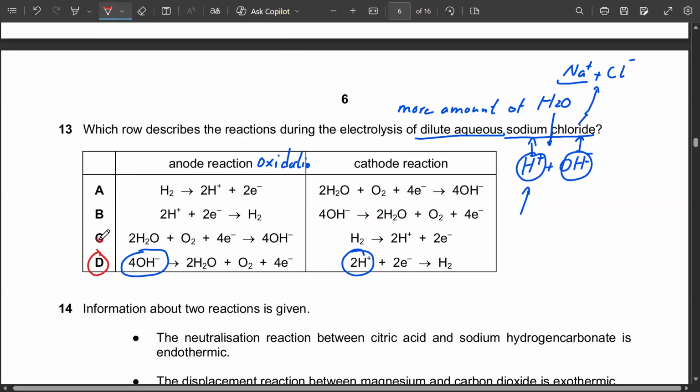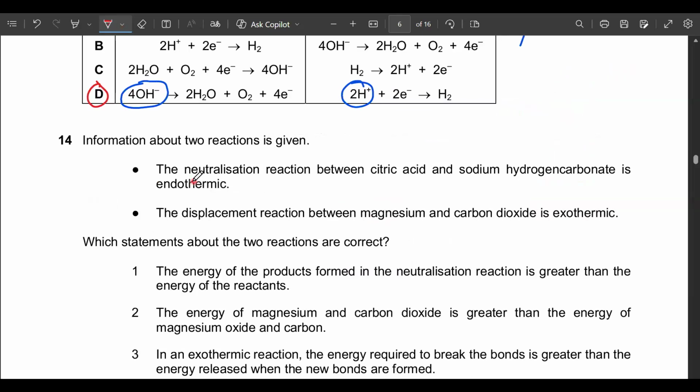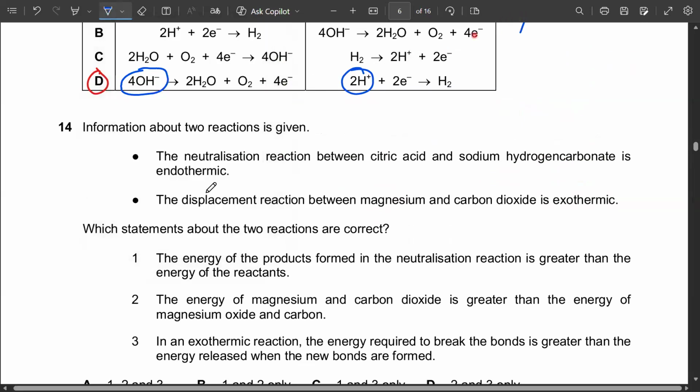The next one is information about two reactions is given. The neutralization reaction between citric acid and sodium hydrogen carbonate is endothermic. The displacement reaction between magnesium and carbon dioxide is exothermic. Which statements about the two reactions are correct?